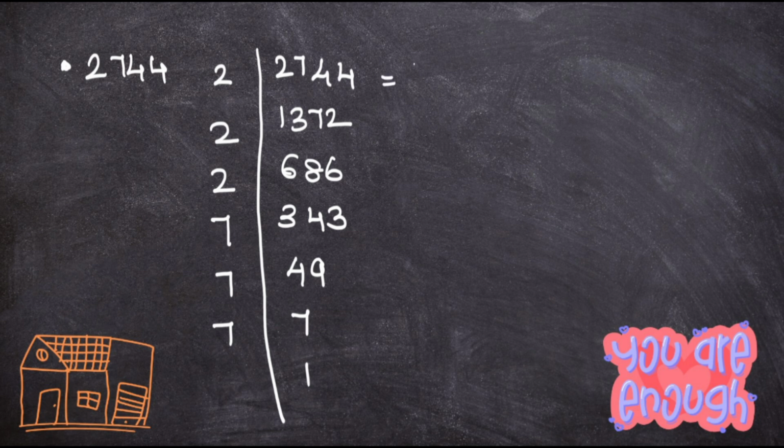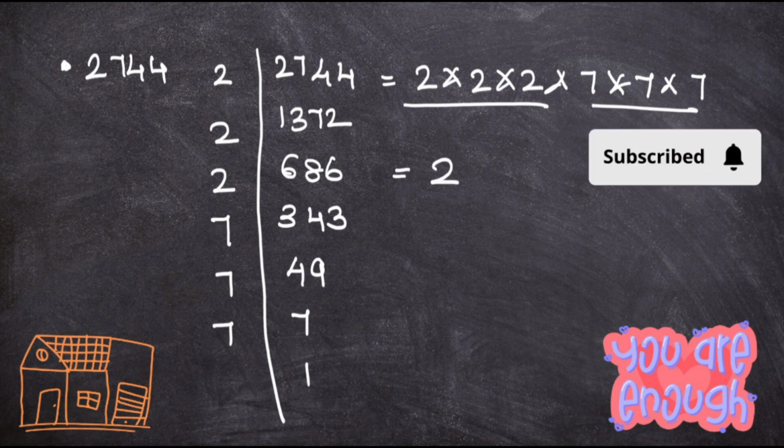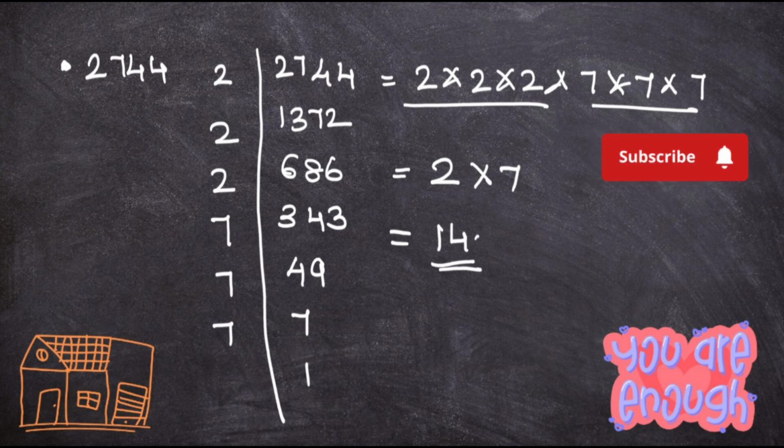Now write the prime factorization: 3 times 2, and 3 times 7. Here you will observe it will be a group of 3, right? So 3 times the numbers will repeat. So here group of 3, group of 3. There is a group of number 2 and number 7. So when you multiply, you will get the answer 14. So the cube root of 2744 will be number 14.